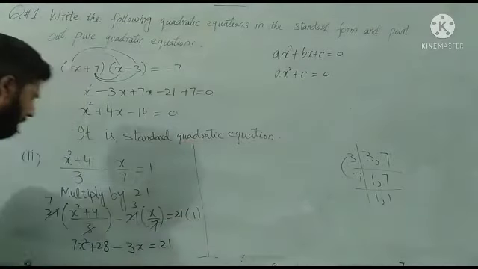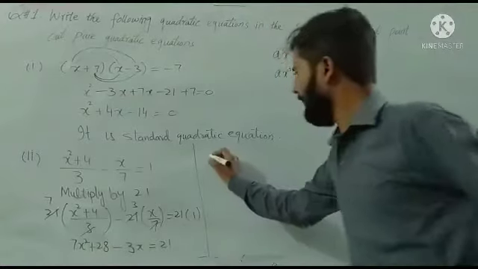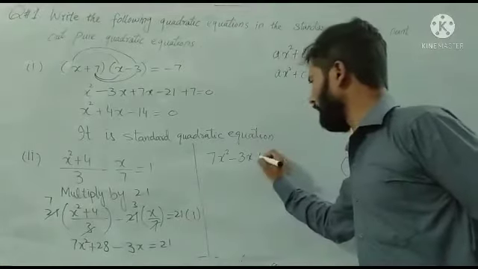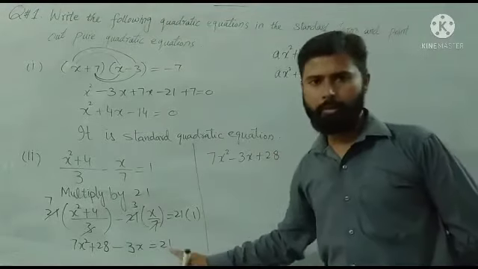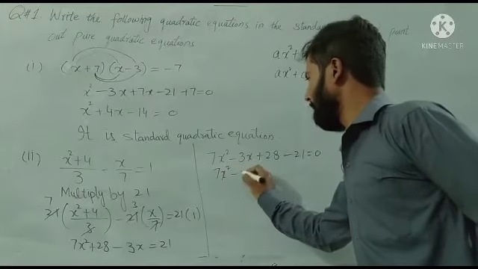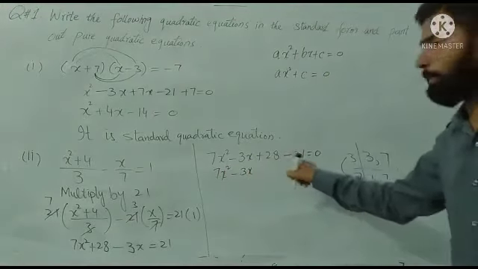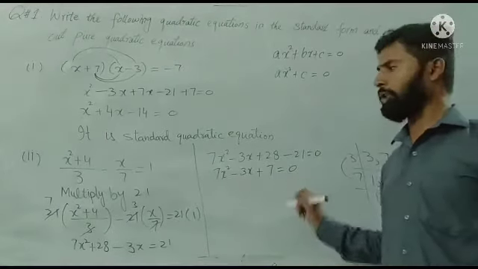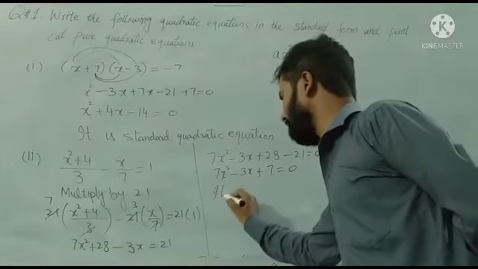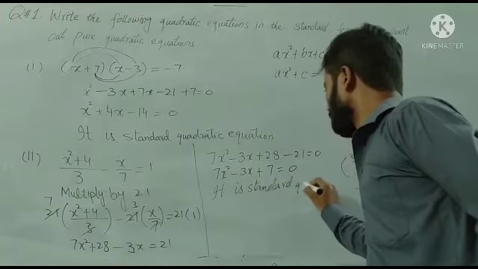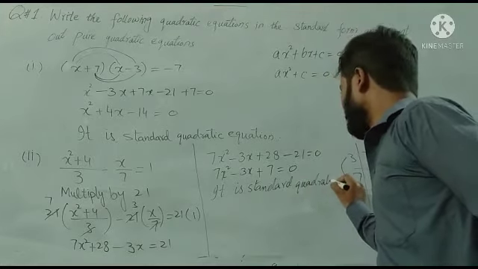So beta, after this we see it is 7x squared minus 3x plus 28, we are arranging it, and this 21 when we take on the other side will become minus 21 is equal to 0. Now 7x squared minus 3x plus 28 minus 21 will be plus 7 equal to 0. Again there are three terms, so it means it is a standard quadratic equation.